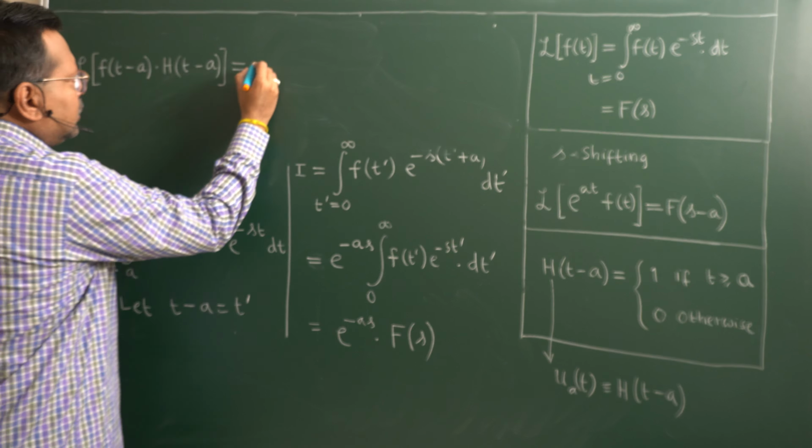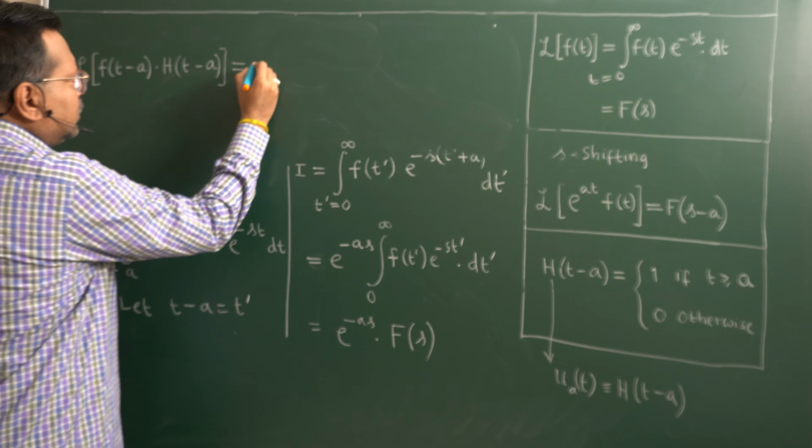Once this a comes here, the job of a is over. What I mean by that is, the effect of a has been taken care of by the factor e to the power of minus as. So e to the power of minus as takes care of the t shifting. If a takes care of t shifting, then a is no longer important. We are left with only f of t, not t minus a. Therefore, you get F of s here. So you have F of s here.